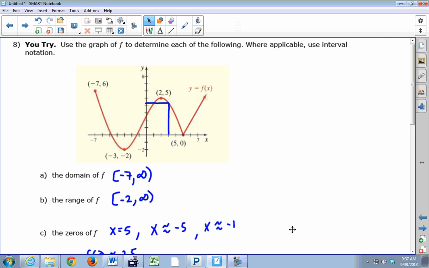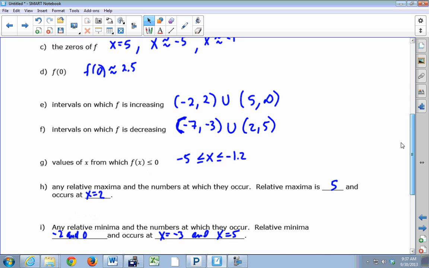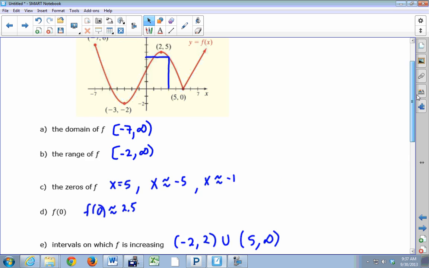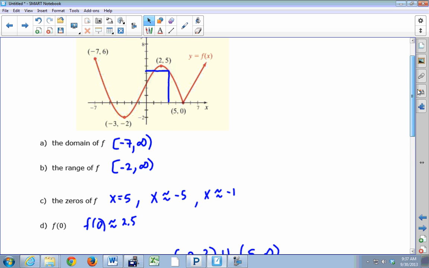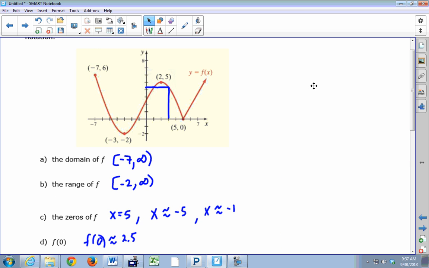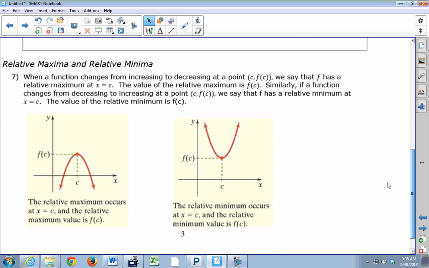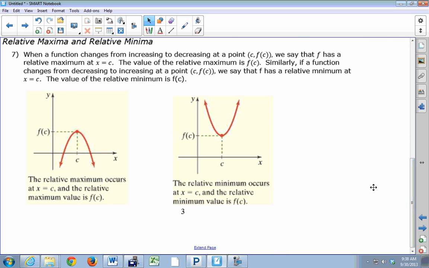Okay, so I did something on purpose, folks. I did not define for you this idea of relative maxima and minima because I wanted you to see if you could get it intuitively. But if you go back to the bottom of this page, you will see the definitions. So let's take a look at the definitions.